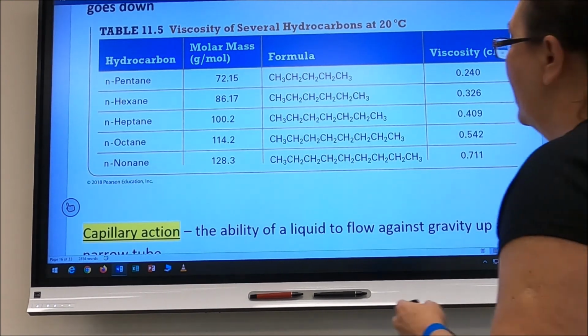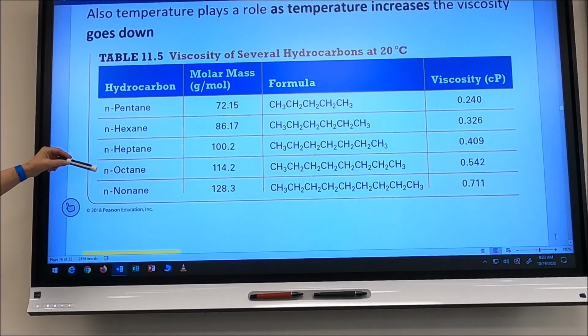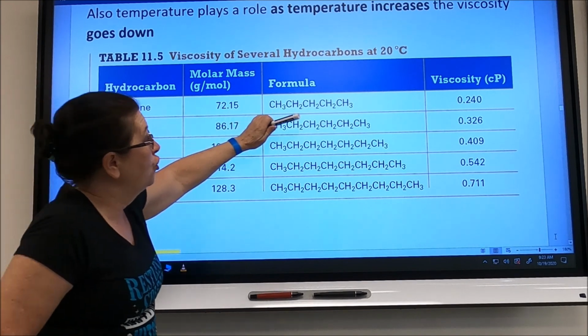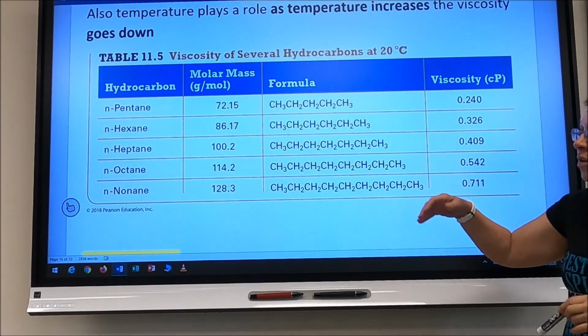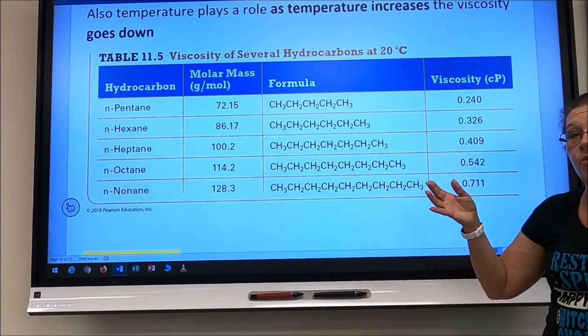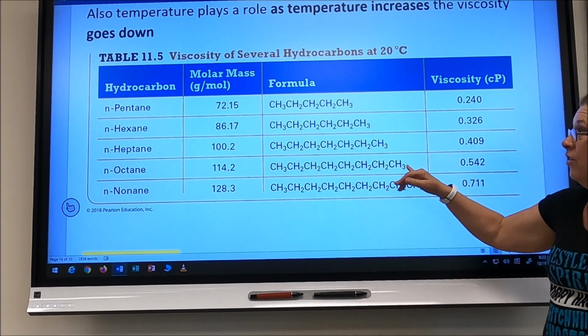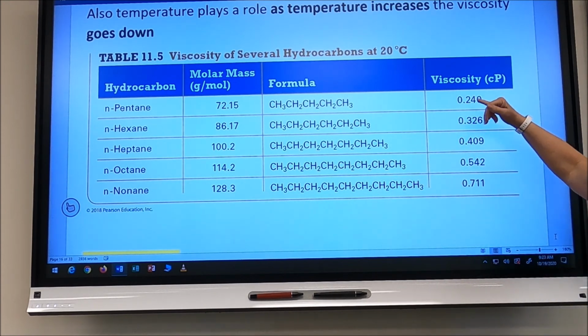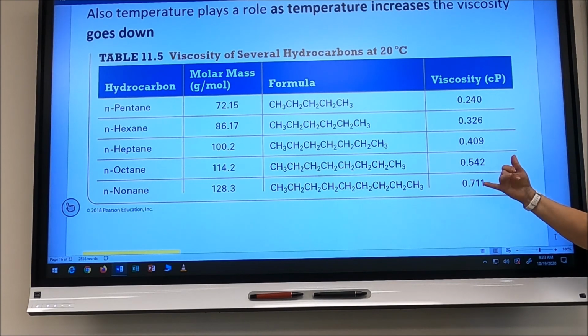Okay, now here's an example table. We have pentane, hexane, heptane, octane, nonane. They're getting larger. They have longer molecules. So remember, longer molecules mean stronger dispersion forces. Notice as the dispersion forces get stronger, the viscosity goes up.